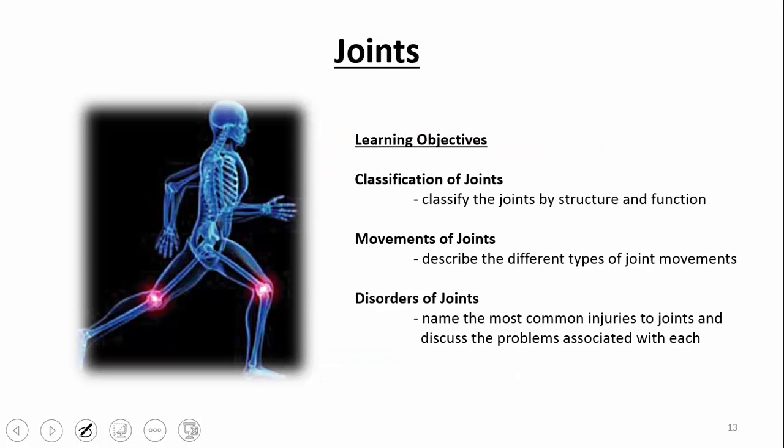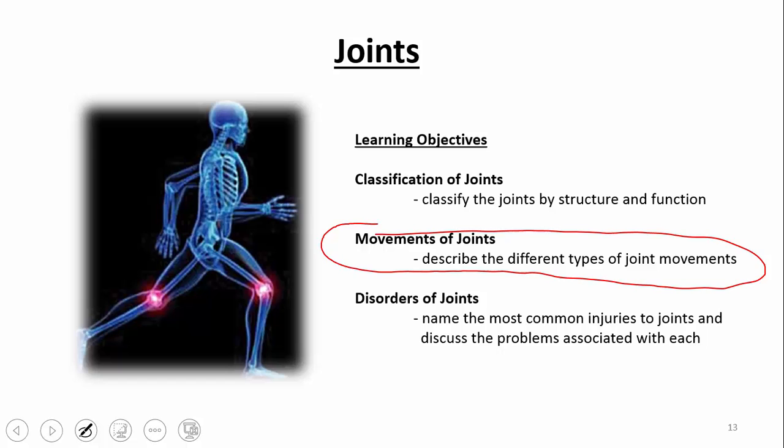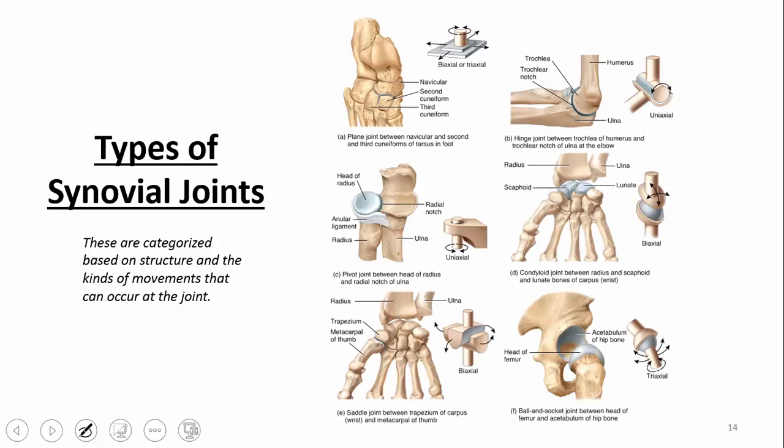Okay, now that we talked about the classification of joints, let's go on to the movement of joints. Let's talk about that a little bit. The types of synovial joints that we have are often categorized based on the movements that they do. So it's sort of nice, right? If you know the name of the joint or the category of the joint, really that is indicating the movement that it will do. So we have a nice little chart here.